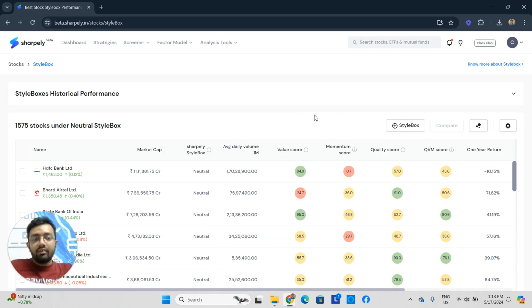So that's it. We hope that using these stock scores and style boxes, you will be able to analyze stocks in greater detail and find the right investment ideas for your portfolio. Thank you.